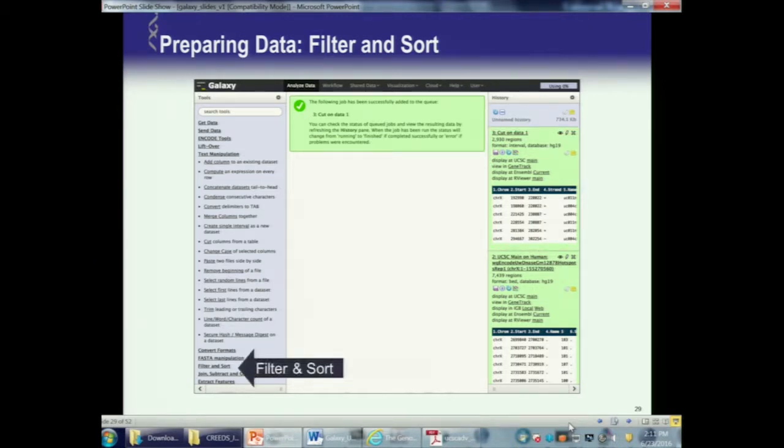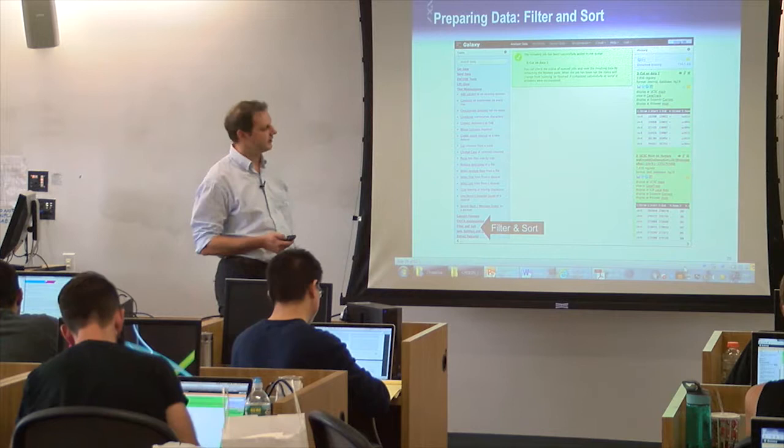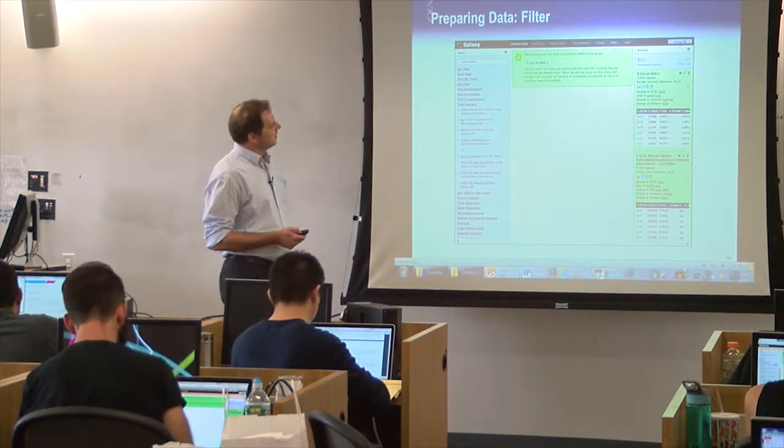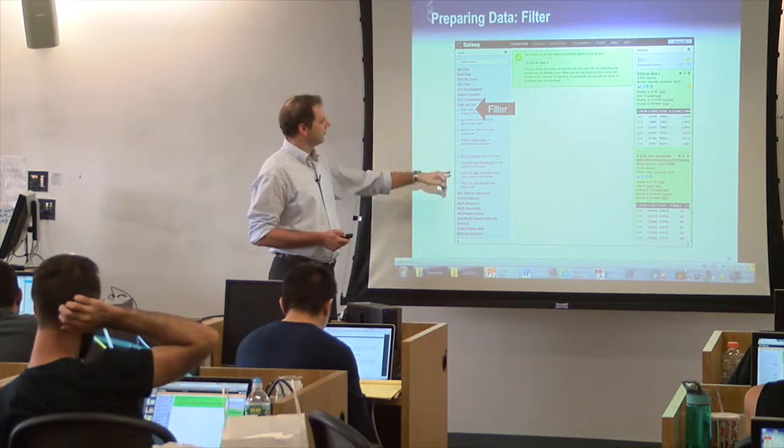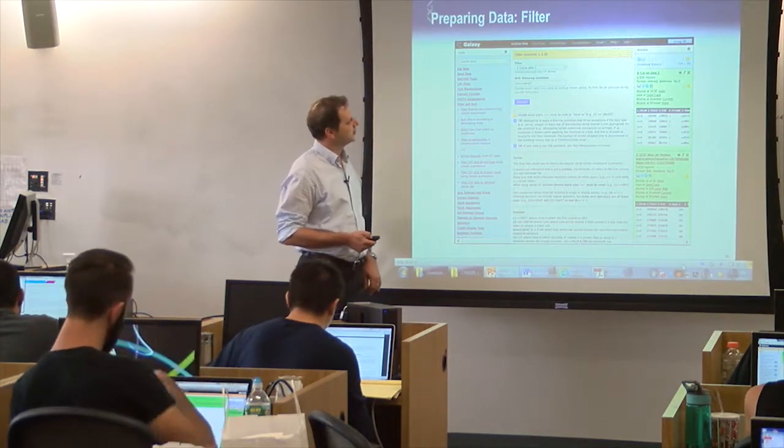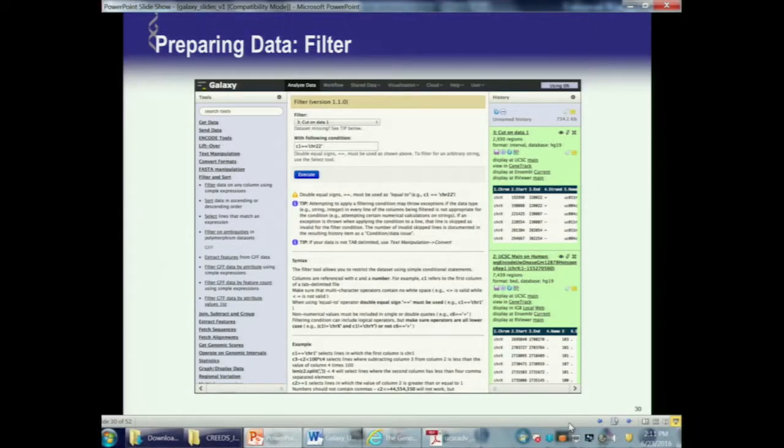There are other items down here, things like filtering and sorting. So again, these are just very basic functions that you could do. If we chose the filter function, again, it brings up another interface with an example of what that might do if you operated it on a dataset.